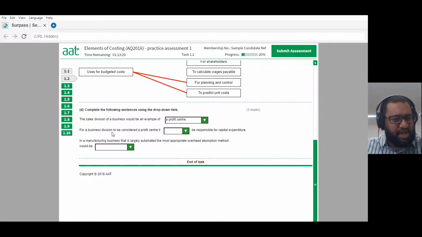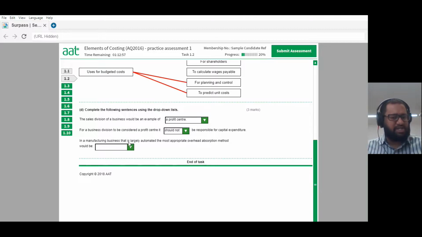A business division to be considered a profit center, it should or should not be responsible for capital expenditure? Because normally capital expenditure is done by an investment center, because the investment center invests the capital in the business so it can acquire more assets. So it should not be responsible for capital expenditure.